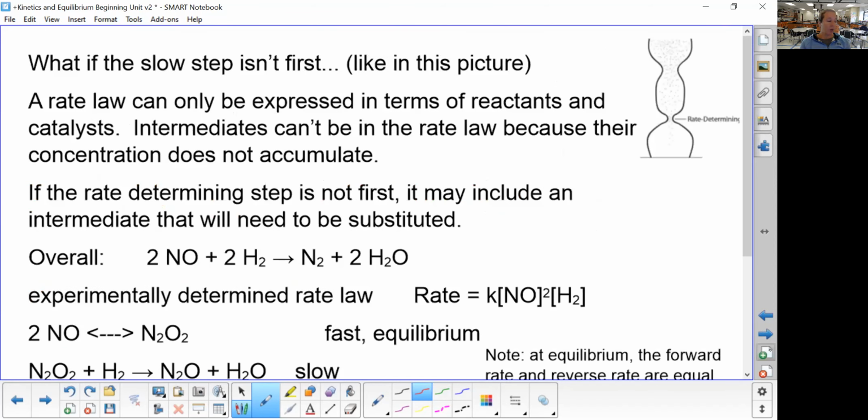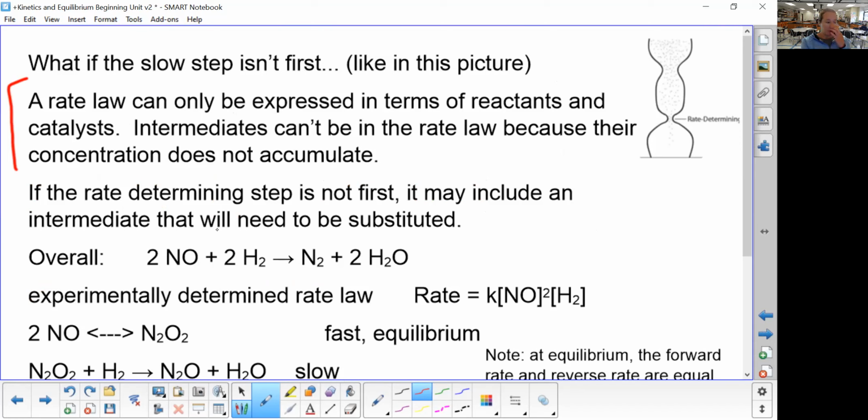So what if the slow step is not the first step? Okay, so like in this picture, right? You put a whole bunch of stuff in, but it's really the second or third step. So a rate law, though, can only be expressed in terms of reactants and catalysts. Intermediates can't be in the rate law because their concentration does not accumulate. As soon as it's made, it's then consumed. So if the rate determining step is not first, it may include an intermediate that will need to be substituted.